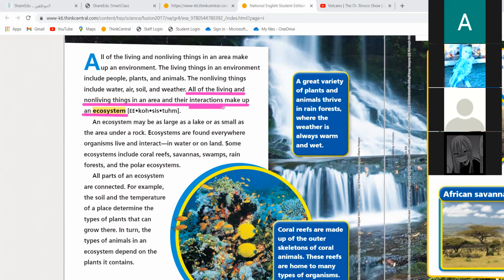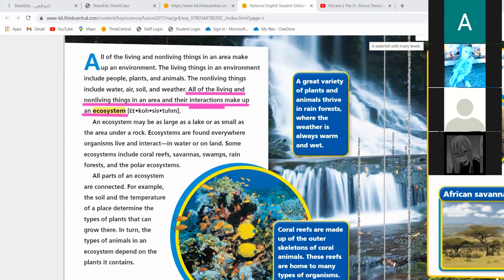But if I said living and non-living things in one place, that's it? It's an environment. Why? Because an ecosystem needs a system. There must be a system, okay? For example, what about the desert ecosystem? Tell me about the desert ecosystem.